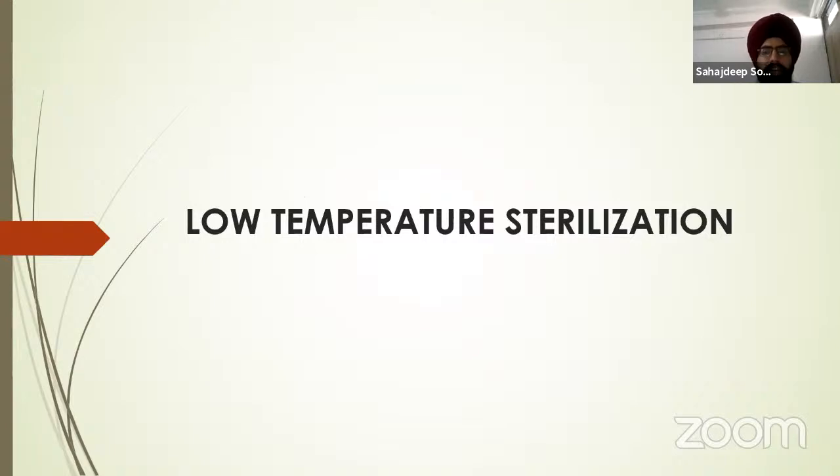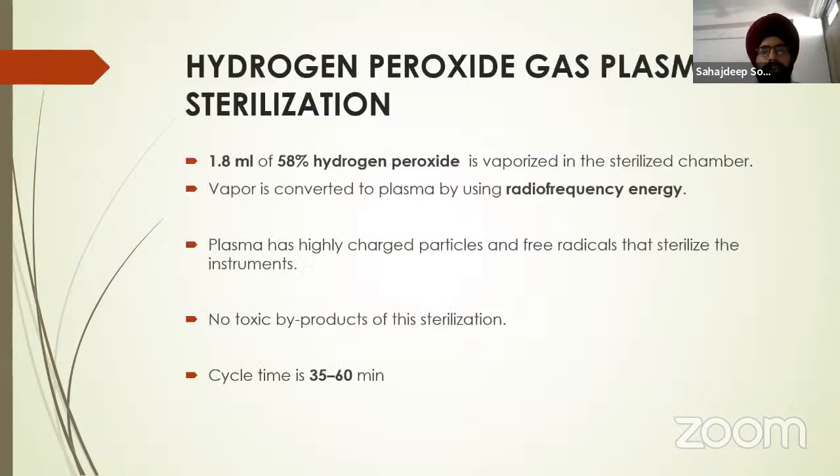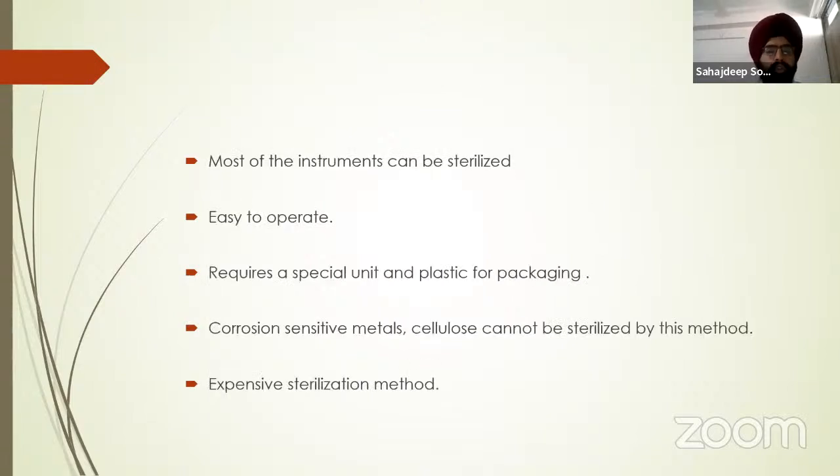Then comes low temperature sterilization. It includes, first, hydrogen peroxide gas plasma sterilization, or as simply known, plasma sterilization. Here 1.8 ml of 58% hydrogen peroxide is vaporized in a sterilization chamber. Then the vapors are converted to plasma using radio frequency energy. Plasma has highly charged particles and free radicals that sterilize the instruments. The advantage is that there are no toxic byproducts of the sterilization, and the cycle time is also short, from 35 to 60 minutes. Most of the instruments can be sterilized and it is easy to operate.